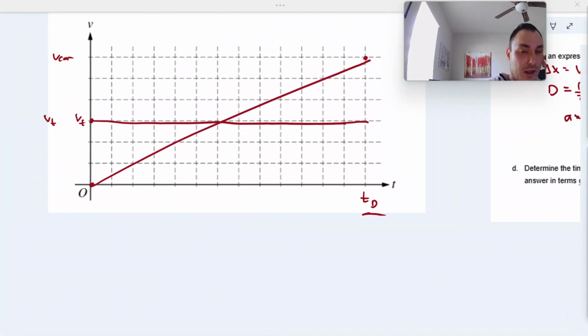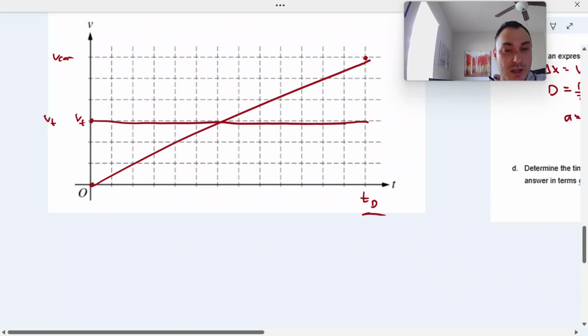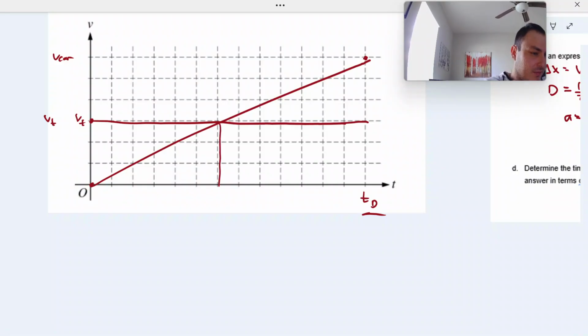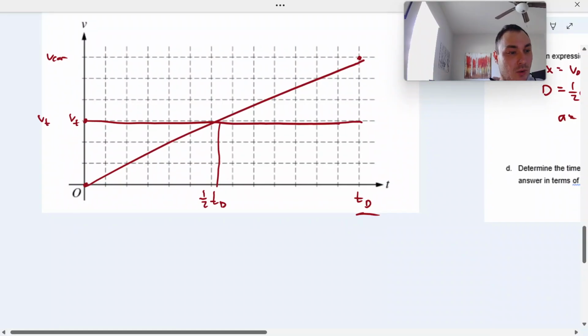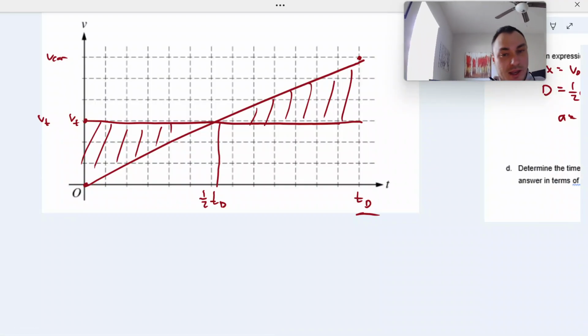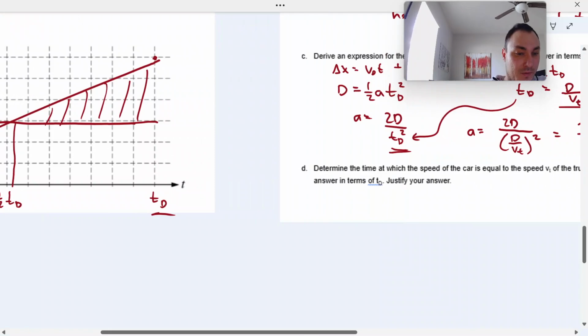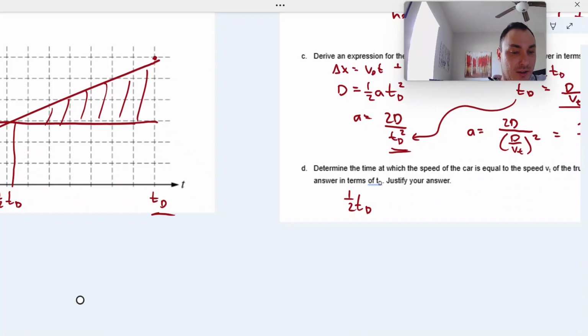Justify your answer. If we look back at our graph, when are the speed of the car and the speed of the truck going to be equal? It's going to happen right here. And because it's constant acceleration, that has to happen right at 1/2 td. Because in order for the areas to be equal, we need exactly as much area here as we do area here, so they cancel out. So that just needs to be halfway through. So 1/2 td is our answer.